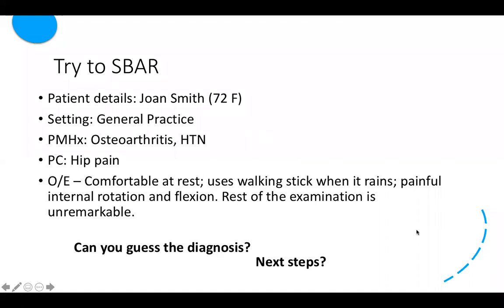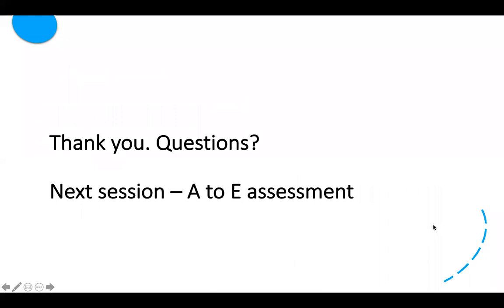Okay. So thank you to whoever volunteered. That was brave and that was a good SBAR. That's the end of the session.